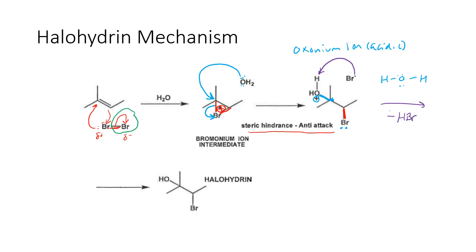And when it grabs that proton, the electrons right here between oxygen and hydrogen will stay with the oxygen. And so what we're left with is our oxygen has 2 lone pairs on it, 2 single bonds, divalent. We have a hydroxyl group that got added, which is our alcohol. And we ended up with a bromo group, our halogen, on the least substituted side. So the alcohol goes to the more substituted side, the halogen ends up on the least substituted side.